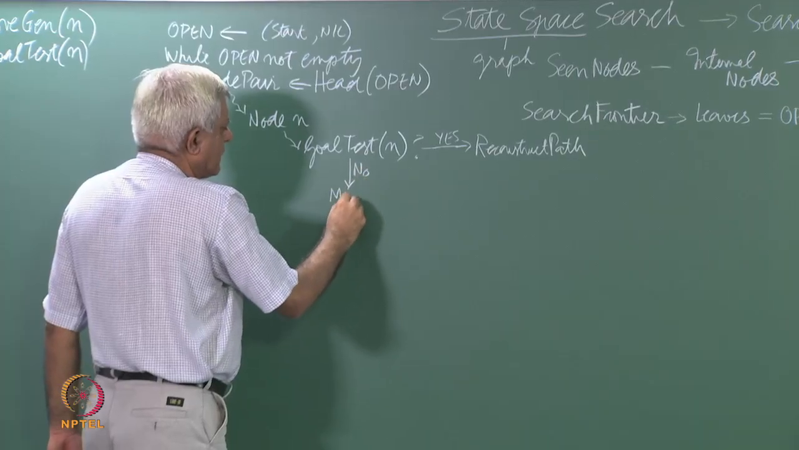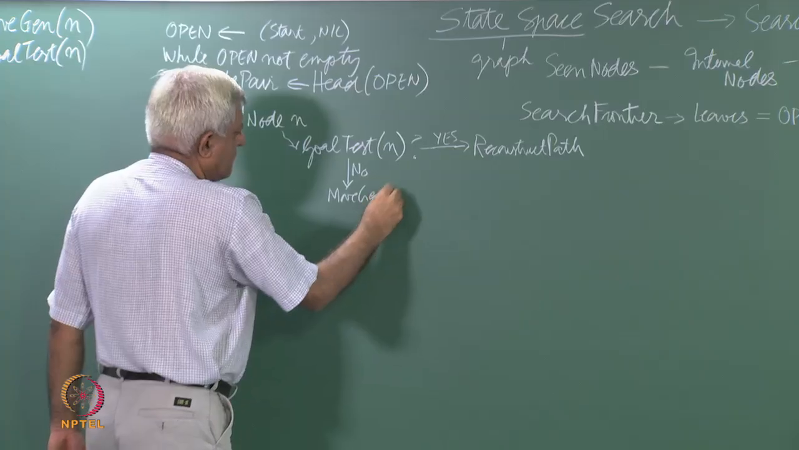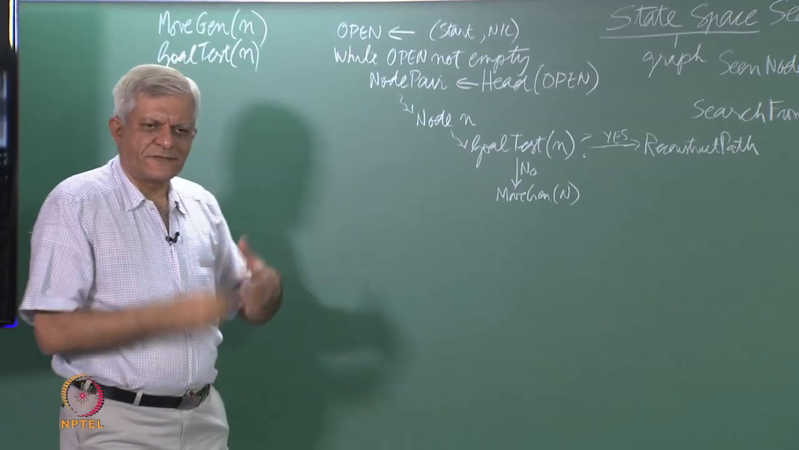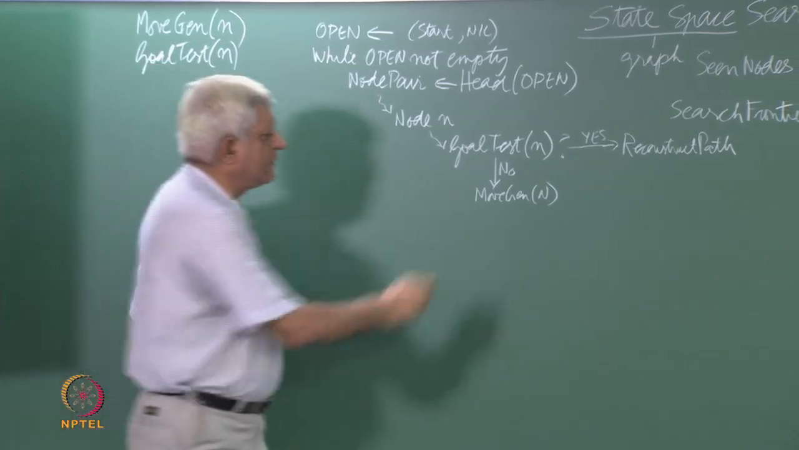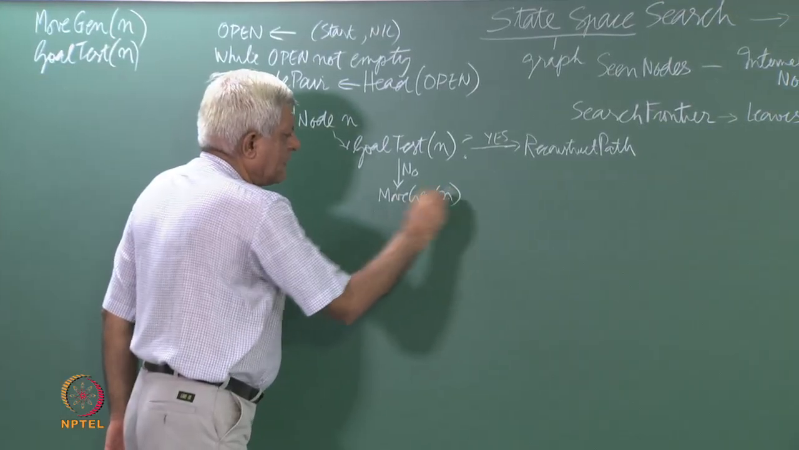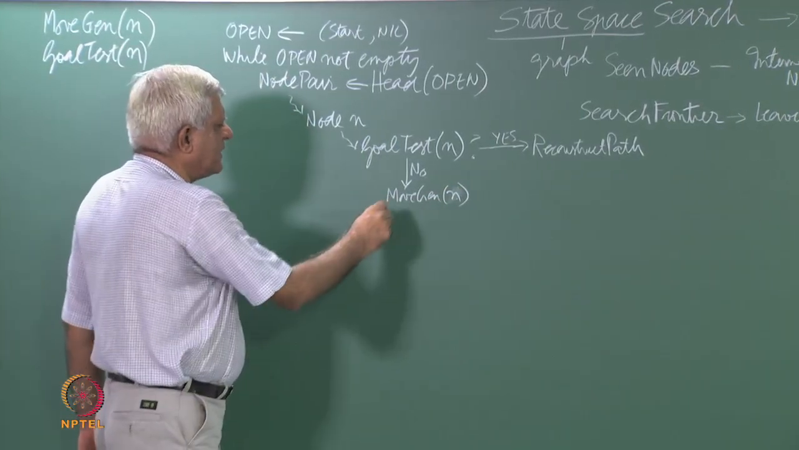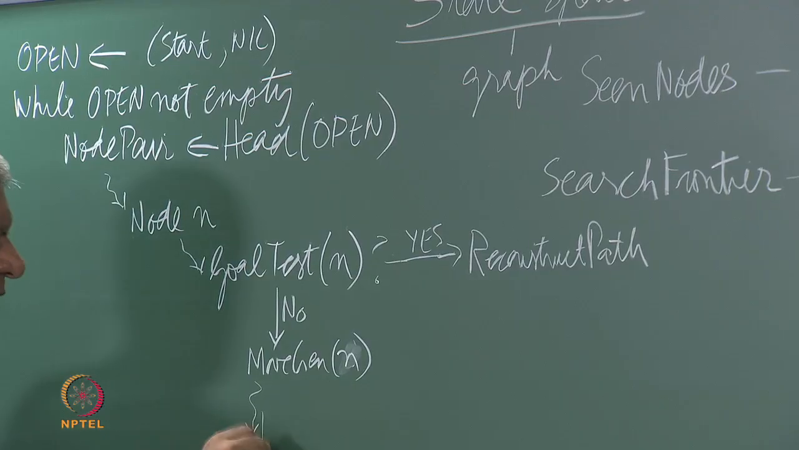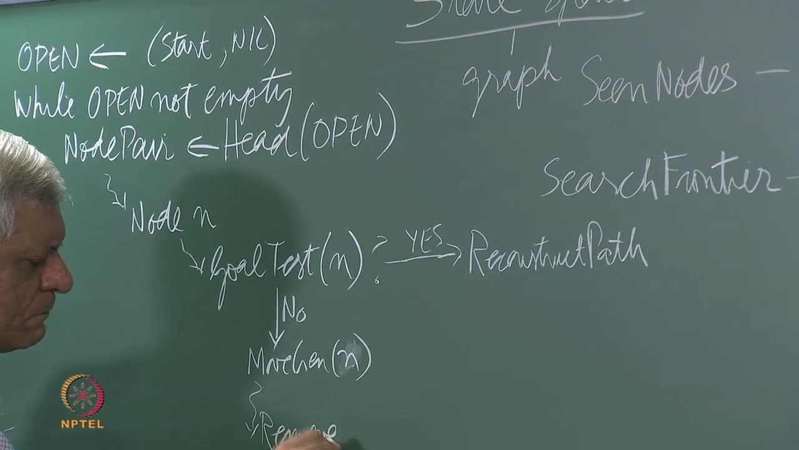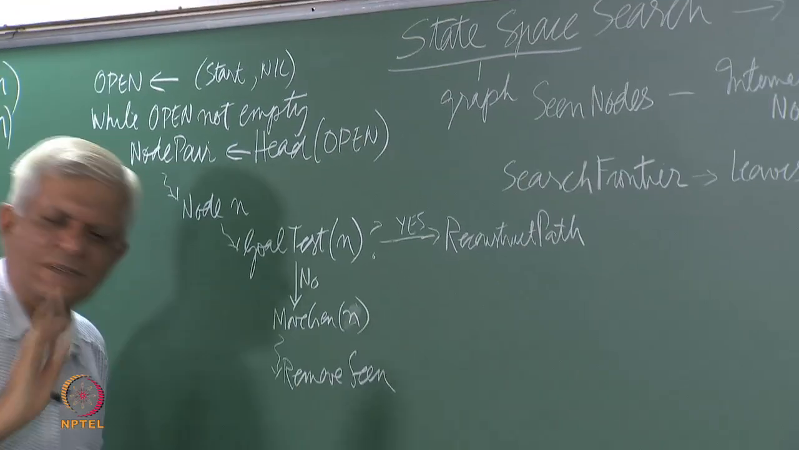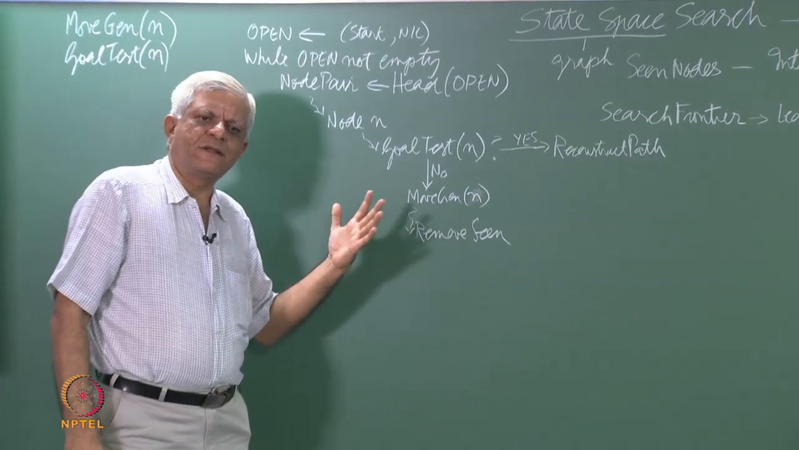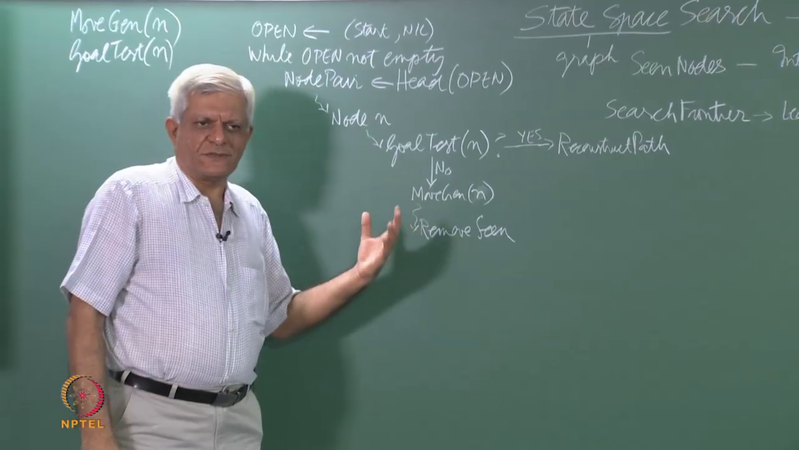you apply move gen to n and you get some successors, you get the neighborhood of this node n, and to this you do some filtering, you remove the things that you have seen. So, I will just say remove seen. There is some function which will take the output of this and filter out things which are already existing in closed or in open essentially.